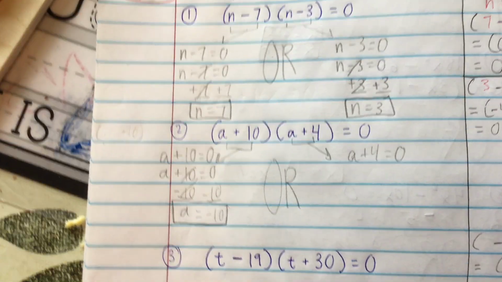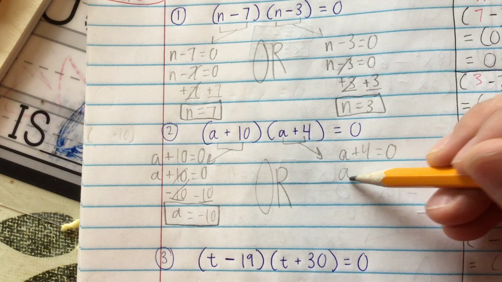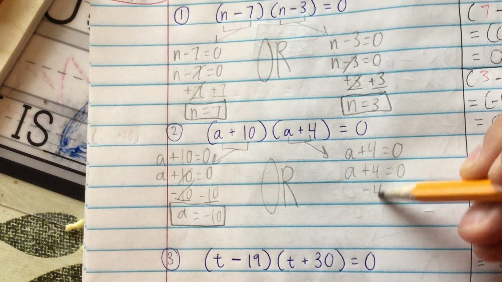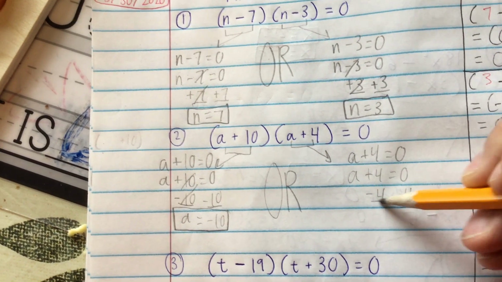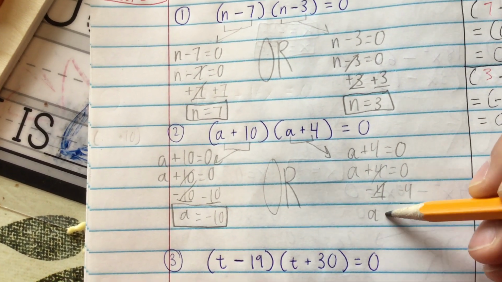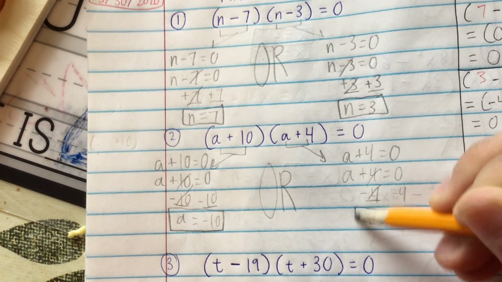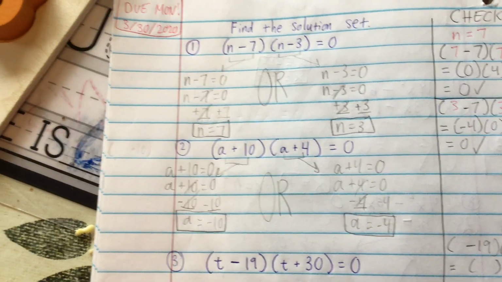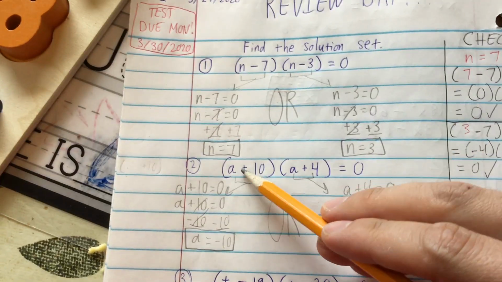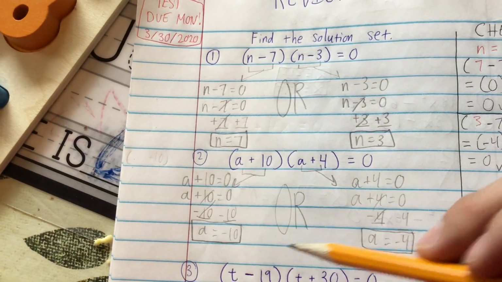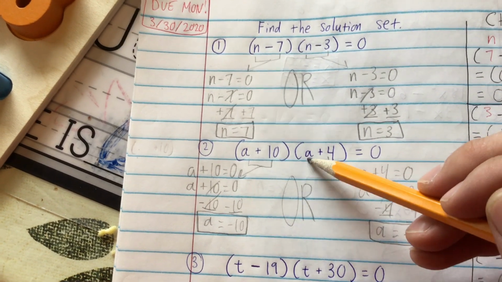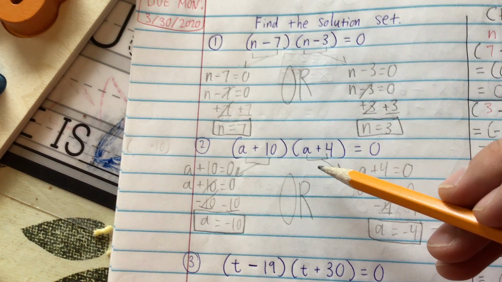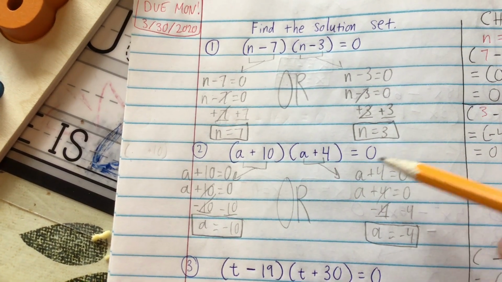Okay, the other side, a plus 4 equals 0. So I'm going to get a isolated by subtracting 4 from both sides. So then a is equal to negative 4. I didn't have no space to check my work. I'm going to do that for problem number 3 as well, but if you want to check your work, if I plug in negative 10 for a, I'm going to get negative 10 plus 10, negative 10 plus 4. That's going to be 0 times negative 6. Don't care. 0 times negative 6 is still 0.